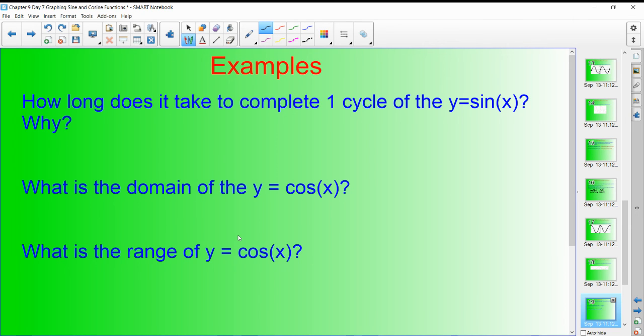So, questions to check to see if you understood how to graph these. How long does it take to complete one cycle of sine? What's the domain of the cosine and what's the range of the cosine? Pause the video. Show yourself you can do these. And then we'll check the answers.